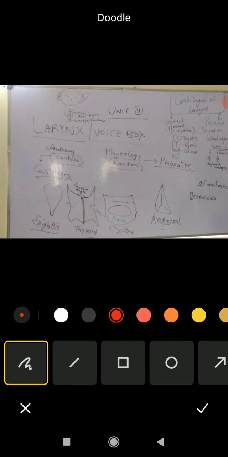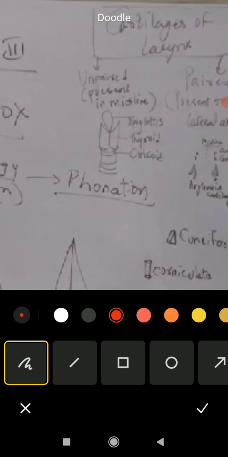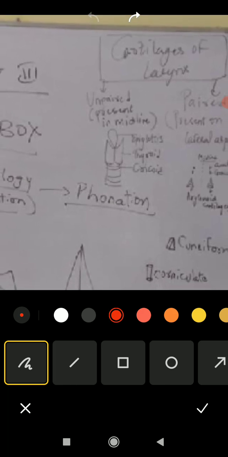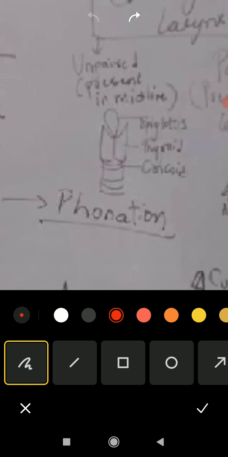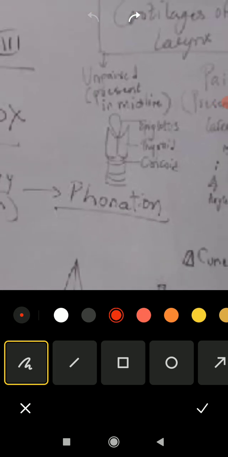Today's interesting topic is cartilages of the larynx. In a simplified manner, let us understand the cartilages of the larynx. The skeleton of the larynx is made up of two types of cartilage. The unpaired cartilages, which are present in the midline, include the epiglottis, the thyroid cartilage, and the cricoid cartilage.